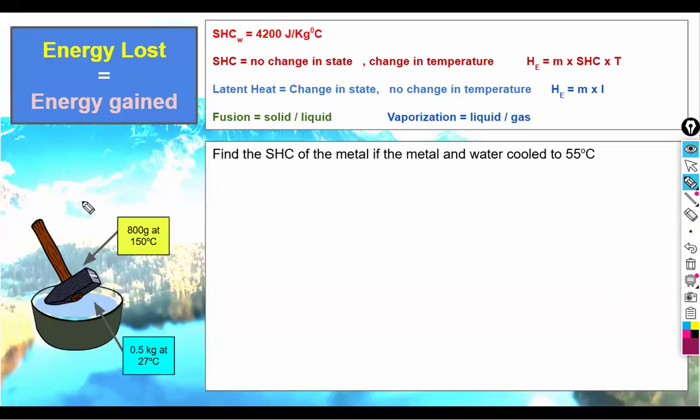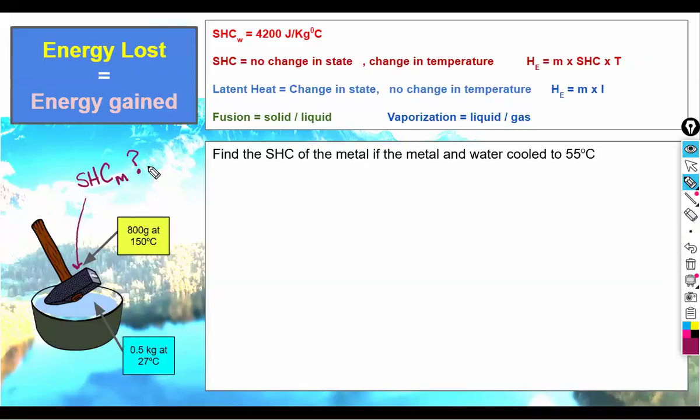This person here is making a hammer. So the hammer is made up of a certain metal. The question didn't say what the name of the metal is. It could be iron, it could be silver, it could be lead. Well, we simply just don't know. But the point is, the specific heat capacity of M, I put an M for metal, the specific heat capacity of this particular metal, we simply don't know it. And that's the aim of the question, to find the specific heat capacity of that metal.